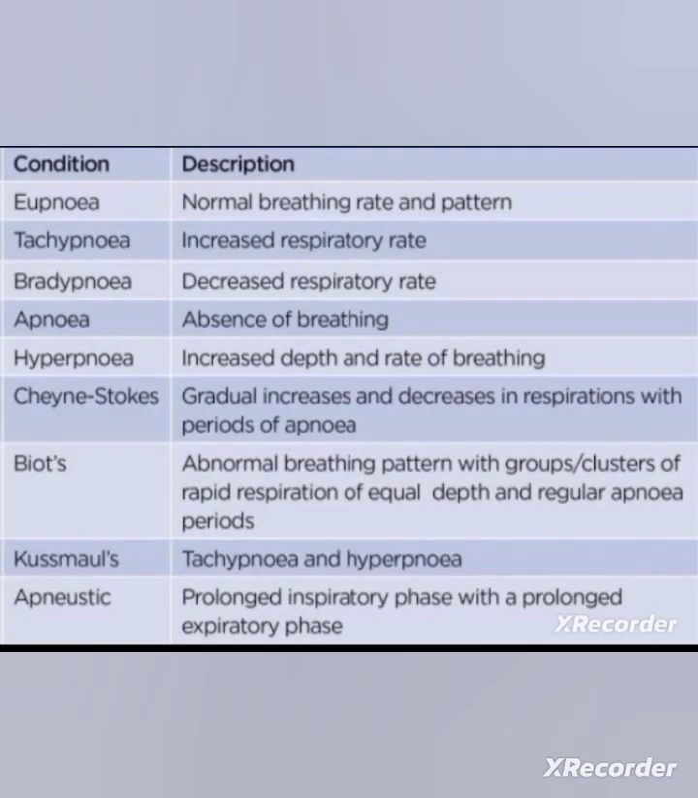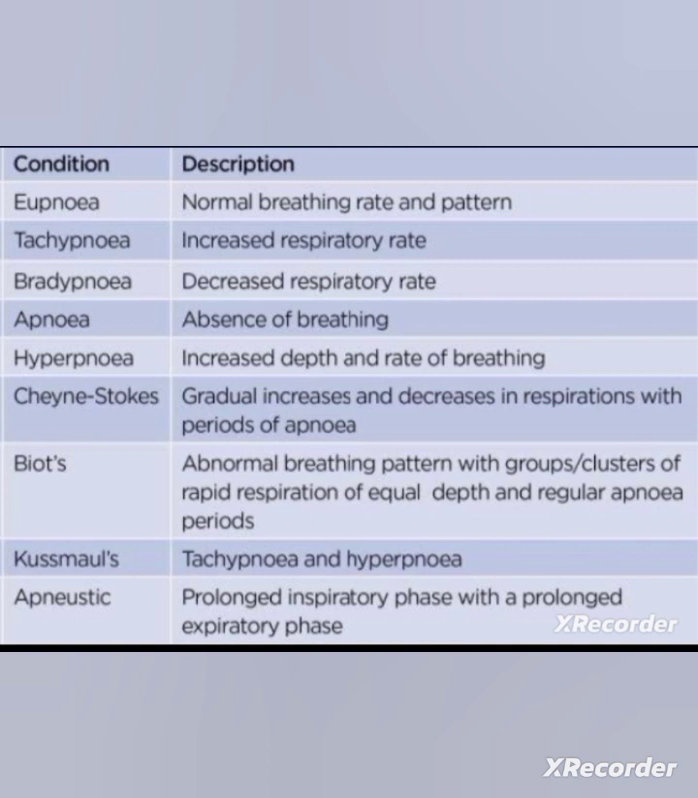The abnormal respirations are tachypnea, bradypnea, apnea, hyperapnea, Cheyne-Stokes respiration, Biot's respiration, Kussmaul's respiration, and apneustic respiration. Apneustic respiration is a prolonged inspiratory phase with a prolonged expiratory phase. Eupnea is the normal breathing pattern. Tachypnea is an increased respiratory rate. Bradypnea is a decreased respiratory rate, less than 10 breaths per minute. Apnea means cessation of breathing. Hyperapnea means increased depth and rate of breathing.